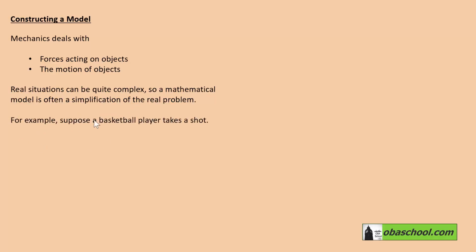For example, suppose a basketball player takes a shot. So the ball might travel like this. And let's imagine the situation when it's at this point. Its weight is acting downwards, and the object would be travelling in this sort of direction, and so there would be a resistance to the motion acting opposite, possibly air resistance, for example.